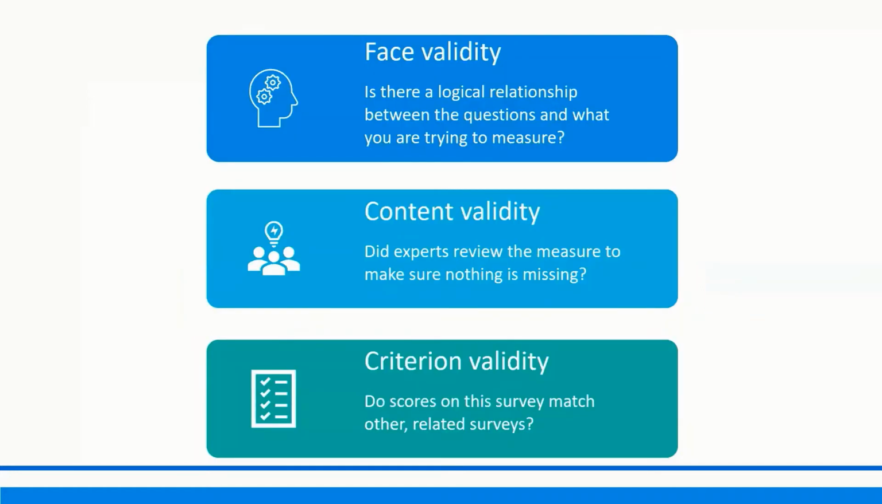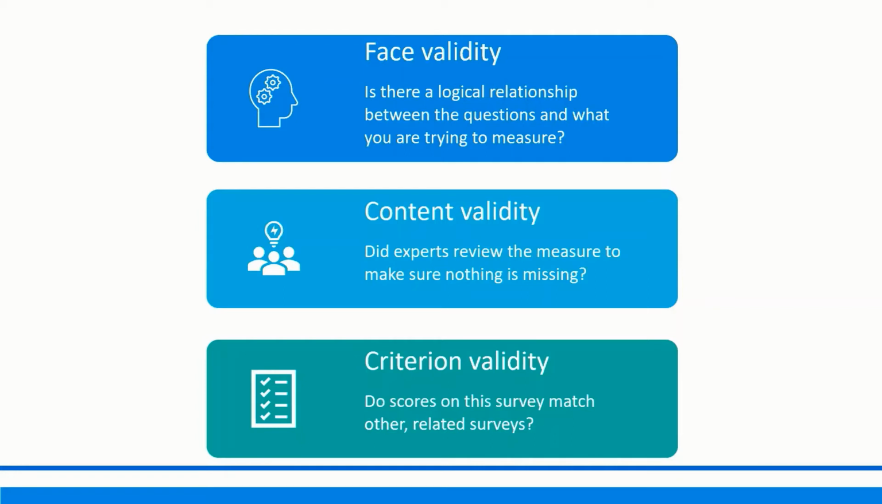Then next, there are 3 different types of validity that we can easily look at. And the first is face validity. Is there a logical relationship between the questions and what we're trying to measure? Basically, when I read these questions, does it seem like they are measuring what I'm hoping they will? And the second is content validity. Did experts review this measure to make sure nothing is missing? If we have a measure that measures some parts of what we want, but misses others, that can be really problematic.